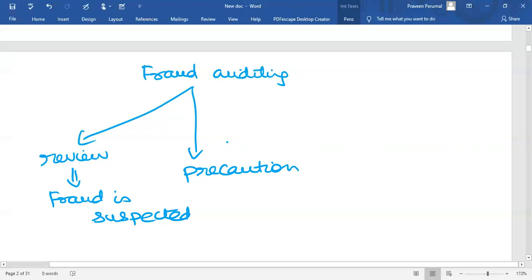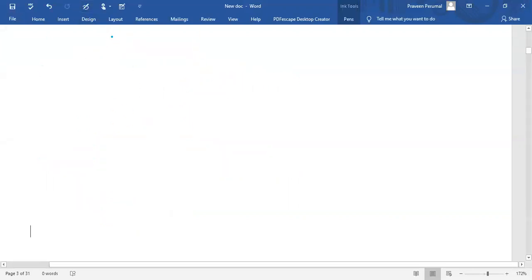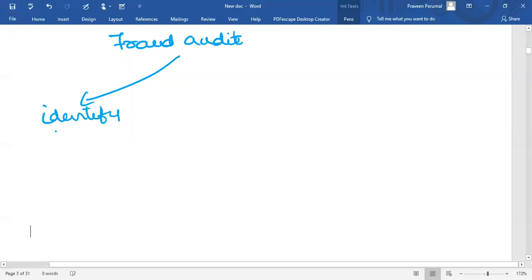Next, fraud auditing is, however, not an investigation. Already I told you, auditing and investigation are not one and the same. So fraud audit is not investigation. What is fraud audit then? Fraud audit is used to identify fraudulent transactions, not to figure out how they were created.